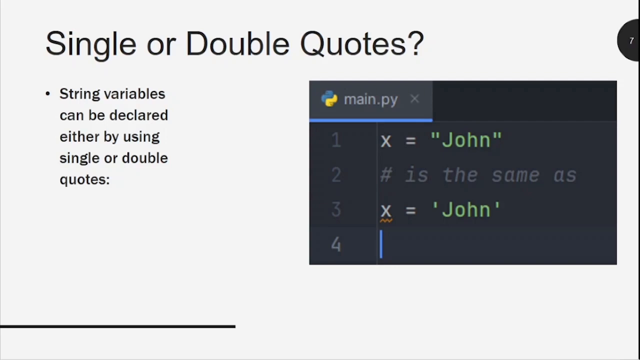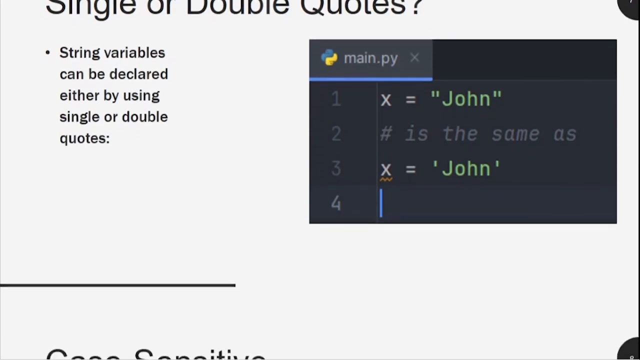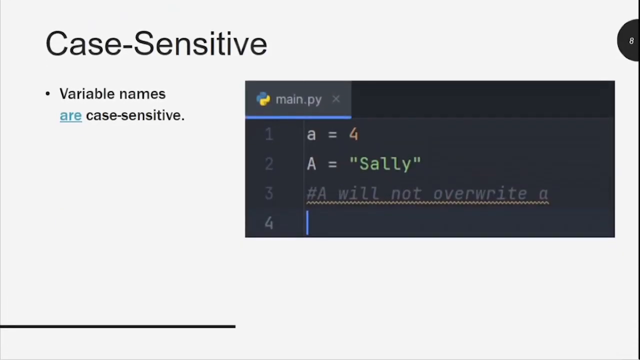There is no difference between single or double quotation. They are exactly the same. We have another subject to discuss, which is case sensitivity. In Python, variables are case sensitive. It means if you write A with a capital letter, it is very different from a with lowercase letters, as you can see in the example.